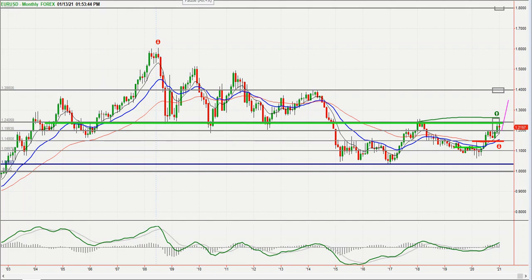With this new year, 2021, starting off nicely, I just wanted to share with you three key Forex charts you might want to have a look at and observe during this year. So the first one is the euro dollar.